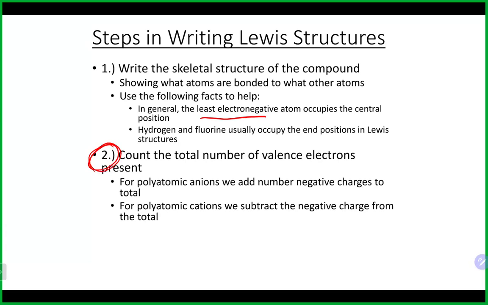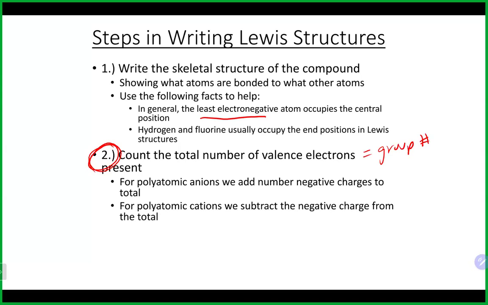And number 2 is the total number of valence electrons that are present in that molecule or that ion. If you have a neutral molecule, then obviously you don't have to worry about it. You just add up all of the valence electrons. Remember that the valence electrons equal the group number on the periodic table. So the group number is where you can figure out the number of valence electrons.